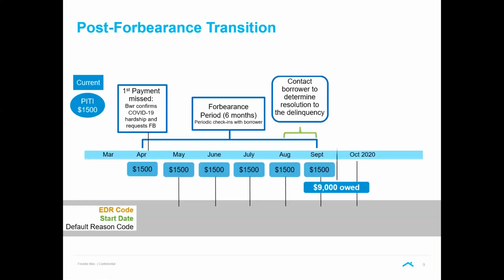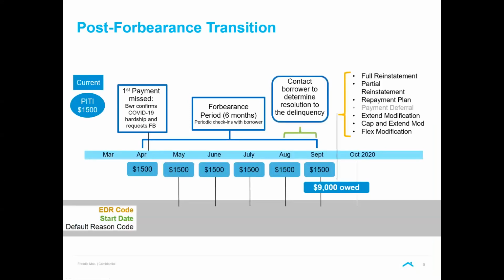So you can see here in this example, if you look all the way to the left, the borrower is current, PITI monthly payment is $1,500. And the reason I want to show this is just showing the full depiction of what it will look like as you report a loan that's on forbearance to us and ultimately going into forbearance. So you see here that's in the month of April. The borrower's going to miss their first payment. They confirmed with you that they have a COVID-19 hardship and request forbearance.